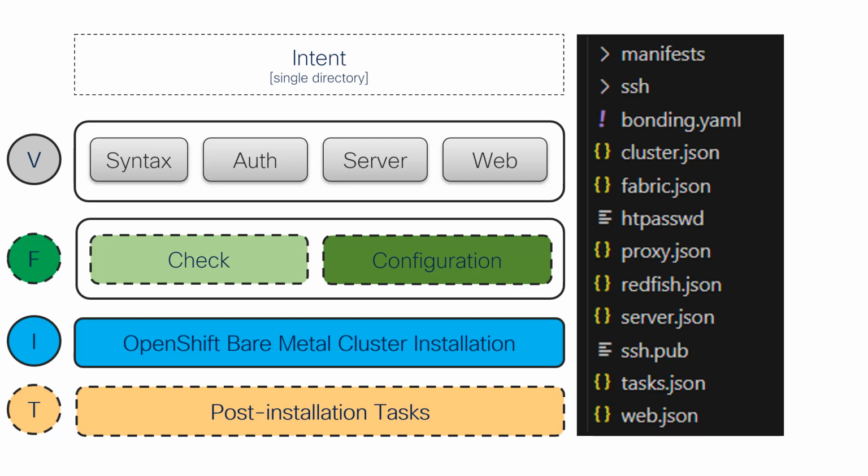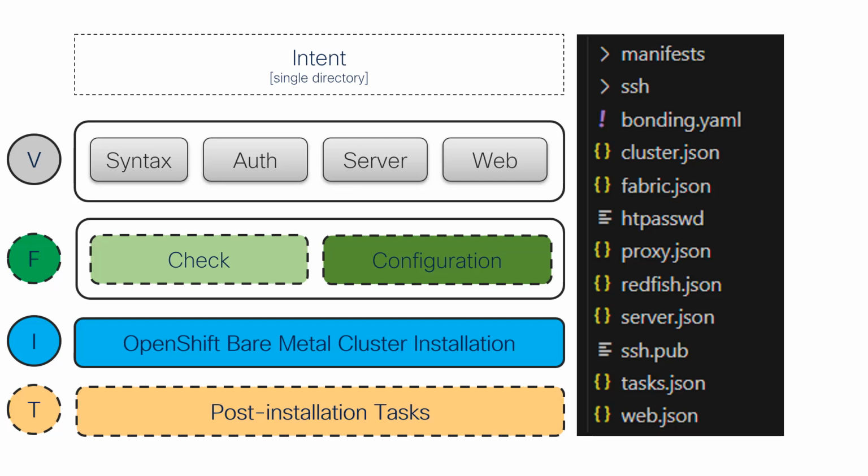Your intent is defined in a set of files. The workflow can be decomposed into 4 major steps. The first step is verification. Verification of syntax of all the input files data. Verification of authentication to Red Hat's cloud, to servers via Redfish, to network controllers or network devices. The access to the web server for upload and download is checked, as well as the servers' hardware inventory, firmware, and hardware compatibility list via Redfish APIs.